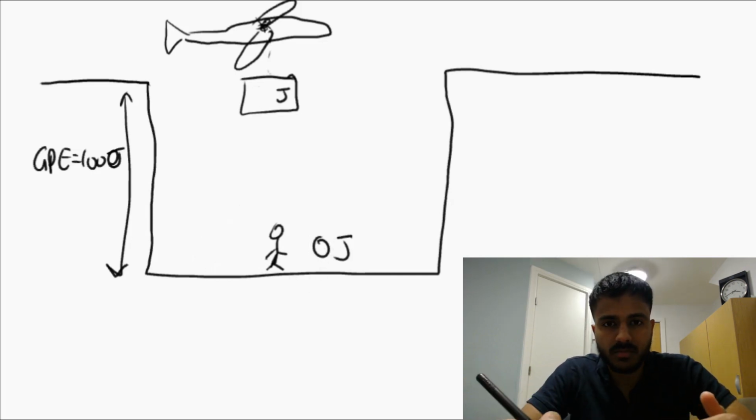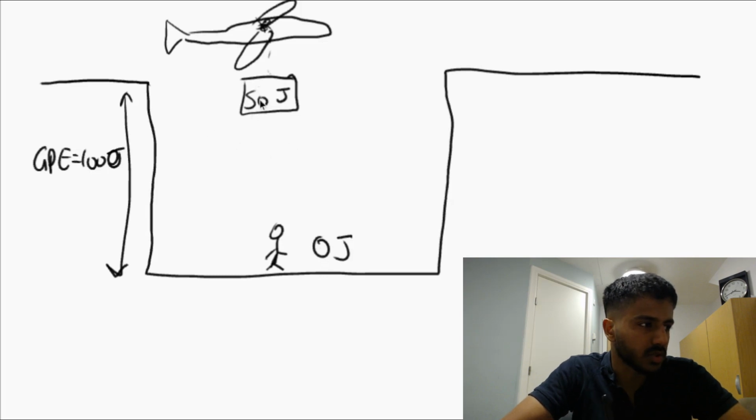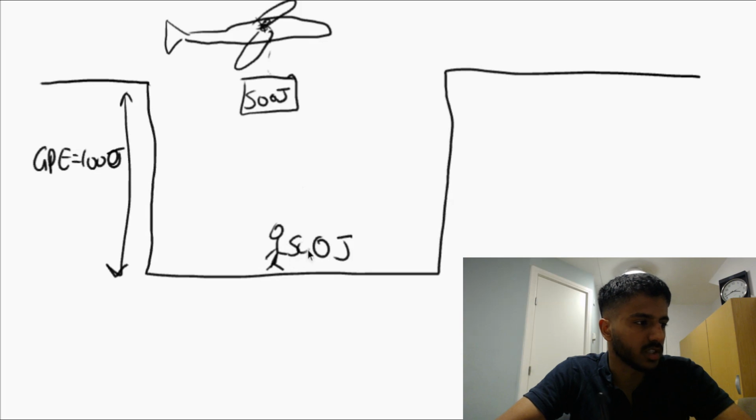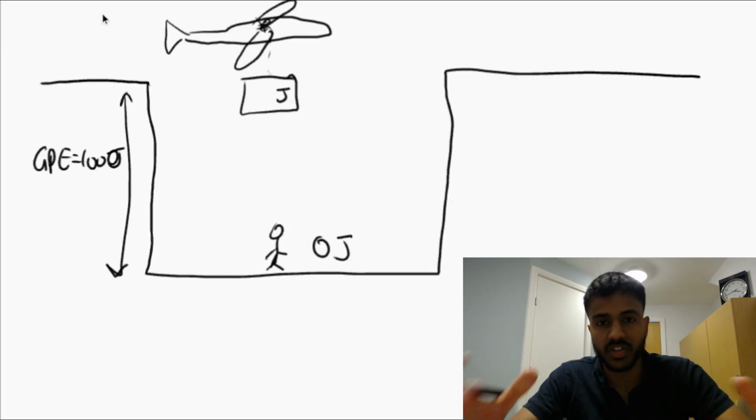This time, the helicopter flies by and gives you 500 joules. And the same thing's actually going to happen. You're going to consume this 500 joules of energy, you're going to try to jump out, you're going to realize it's not enough, and you're going to fall back down, and you're going to end up with 0 joules again.